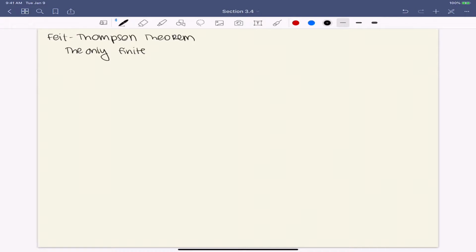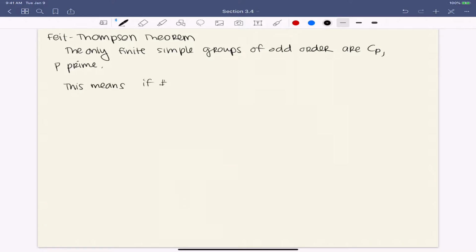Okay. So the Feit-Thompson theorem: the only finite simple groups of odd order are C_p, p prime. This means that if the order of G is 15, then G is not simple. I don't even need to know anything else about this group. 15 is an odd number and it's not a prime, so this is not a cyclic group with a prime number of elements, and so it's not a simple group. As simple as that. So that's pretty powerful for identifying simple groups if that's what we're trying to do.